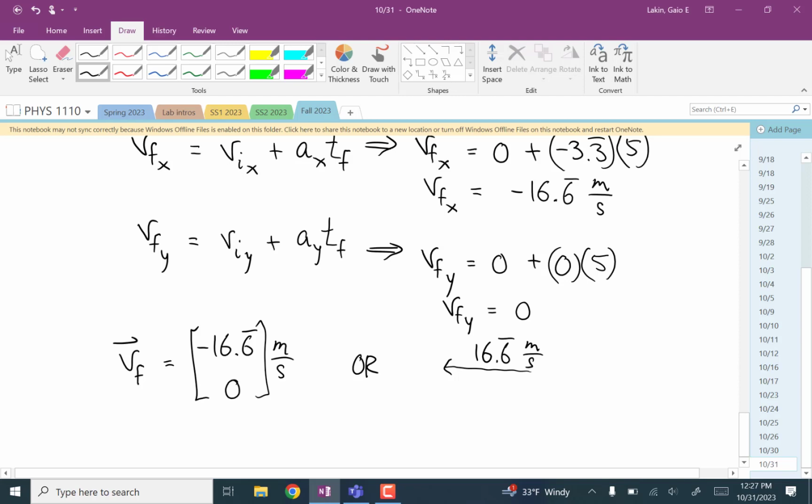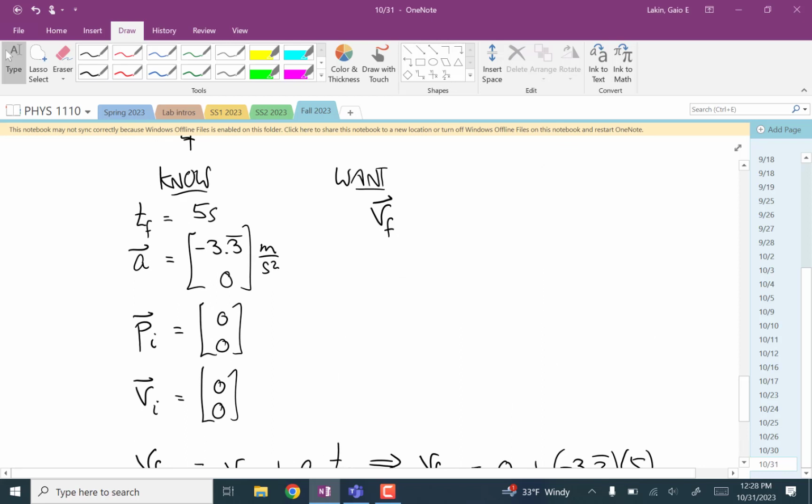So when you calculate those accelerations in problems like this, if you know those accelerations are going to be constant over some amount of time, you can always use this stuff with the constant acceleration equations.